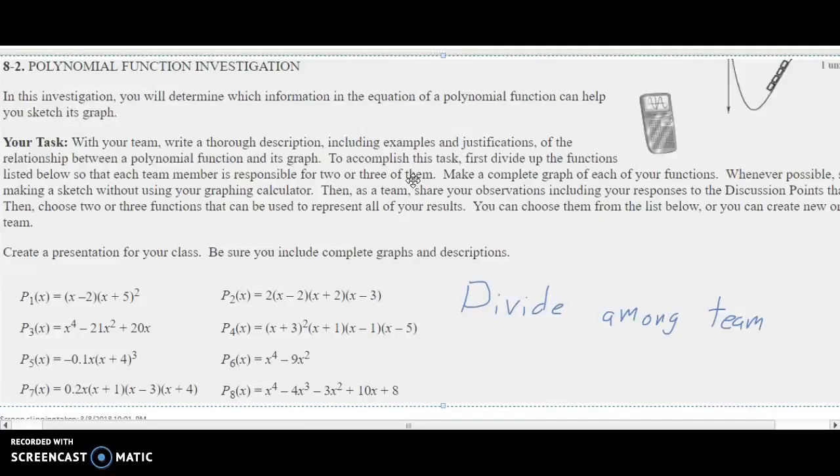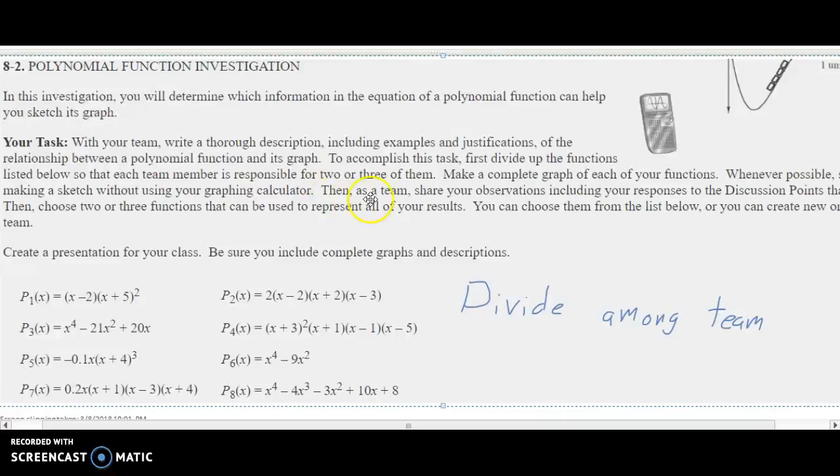And then you want to make a complete graph of each of the functions whenever possible, making a sketch without using your graphing calculator, right? So you want to try to do this without using a calculator, without using Desmos, just by looking at what you're given. Can you come up with the graph?